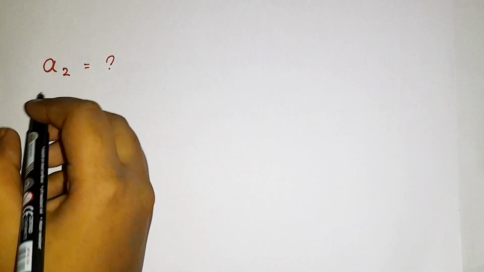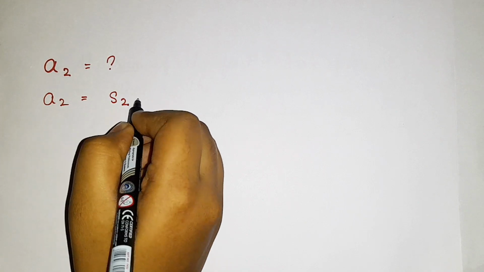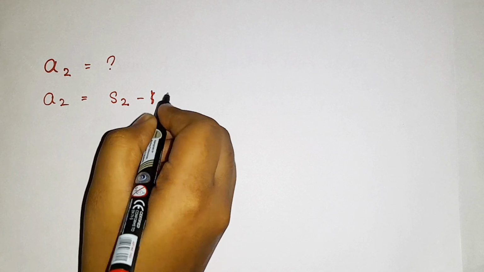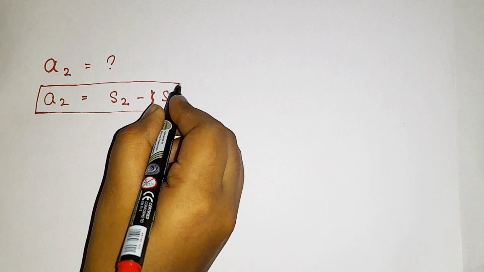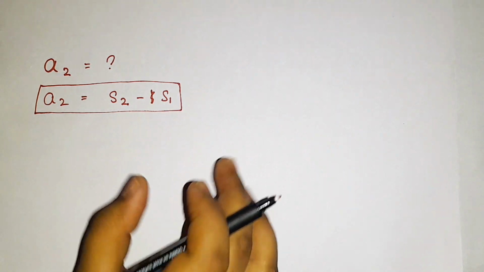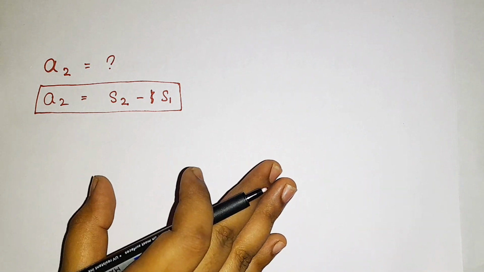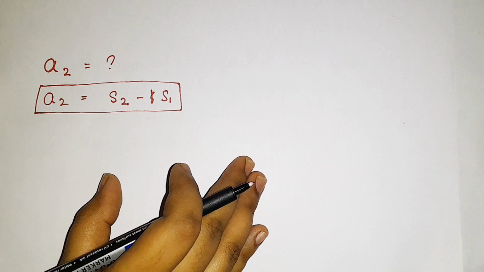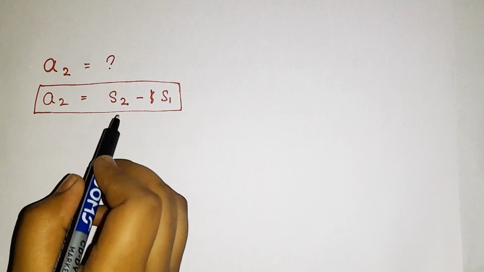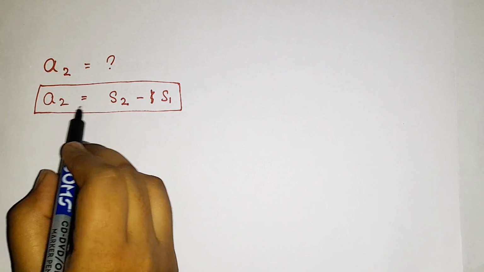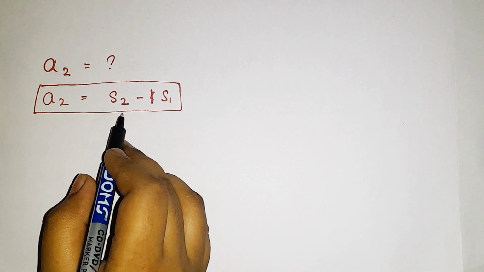To find A2, I have a formula, that is S2 minus S1. We didn't learn this formula, but you should know it. It is really rare to get this type of question in boards, but sometimes you might get it, so we are supposed to know everything. Please try to learn this. A2 is equal to S2 minus S1. You might be wondering how this is possible.